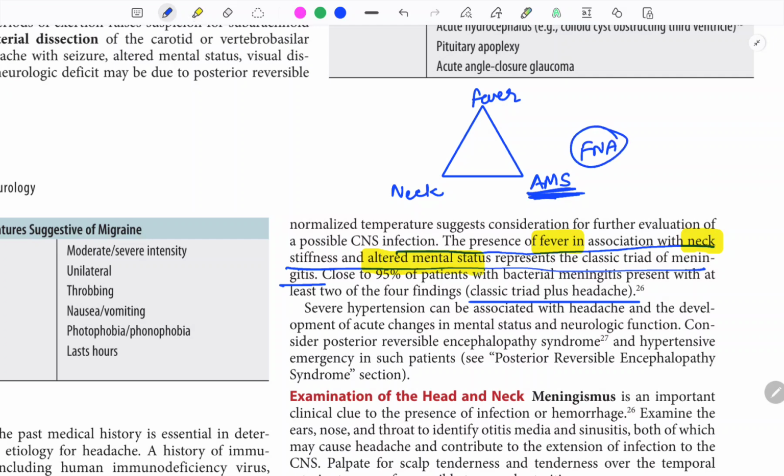The classical triad of meningitis is present in 95% of patients. And some patients have headache as well. Classical triad plus headache.